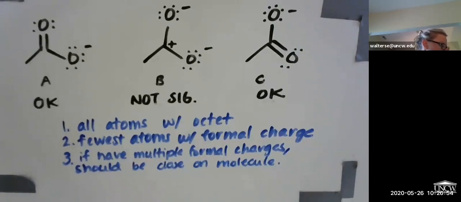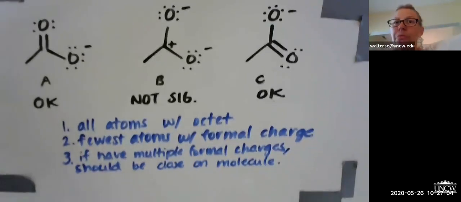Okay. And we are going to start looking at the simplest family of organic molecules, which are called the alkanes.